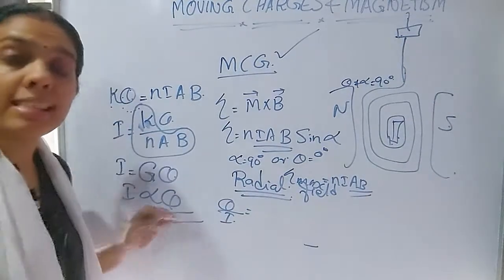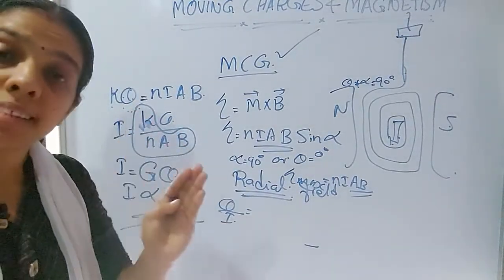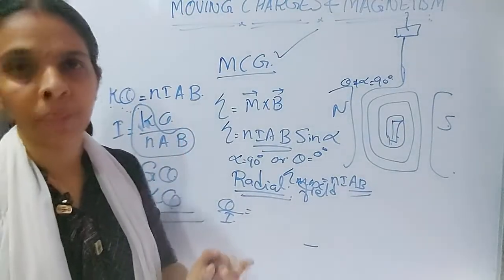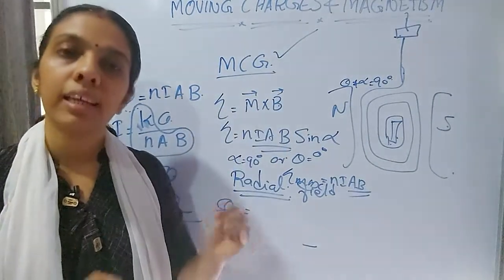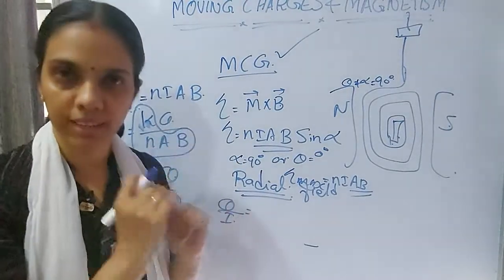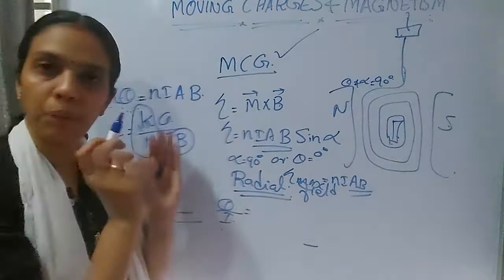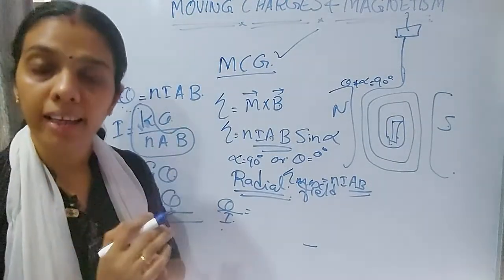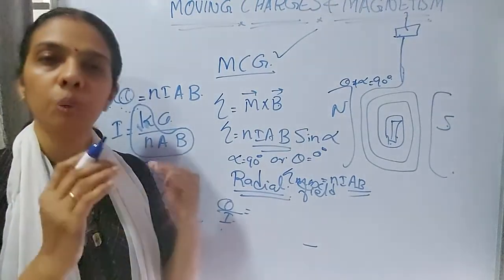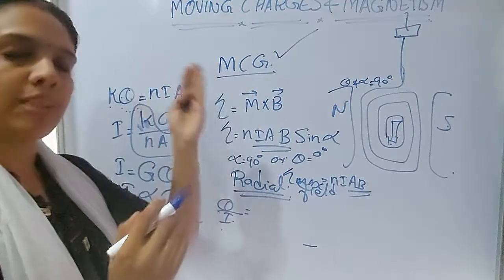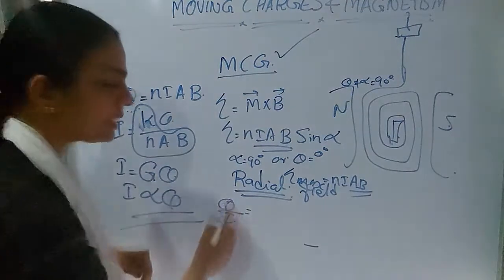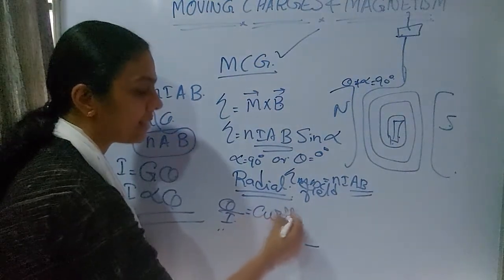Theta by I. This is called the current sensitivity of a galvanometer. Sensitivity means for a small current also deflection is happening. That is a more sensitive instrument. If current is flowing through the circuit and it is deflecting, what is the deflection for this particular amount of current? Theta by I. This is called the current sensitivity. As I told you in MCG, for small deflection also we will be getting the deflection. So theta by I is called the current sensitivity.